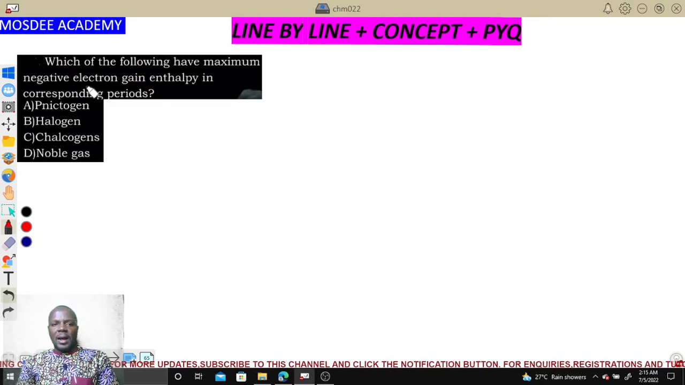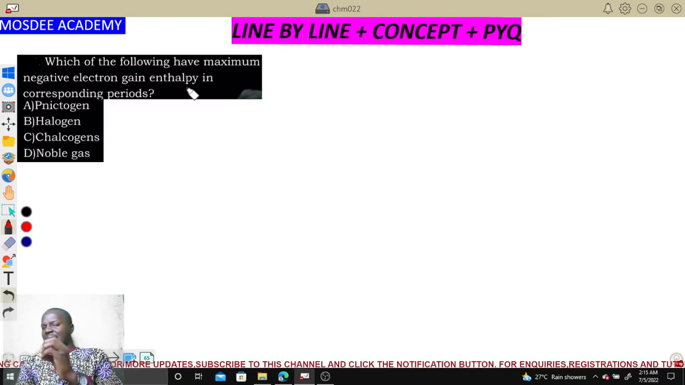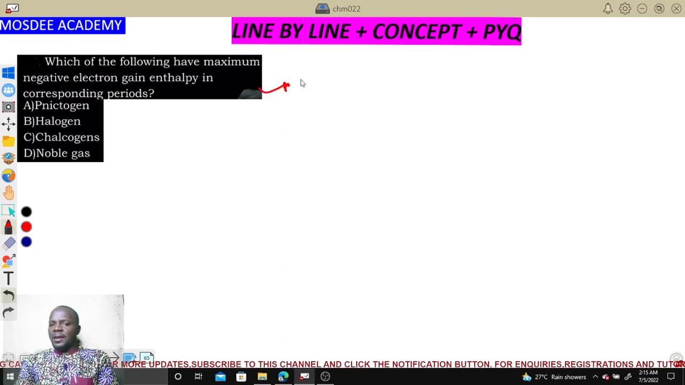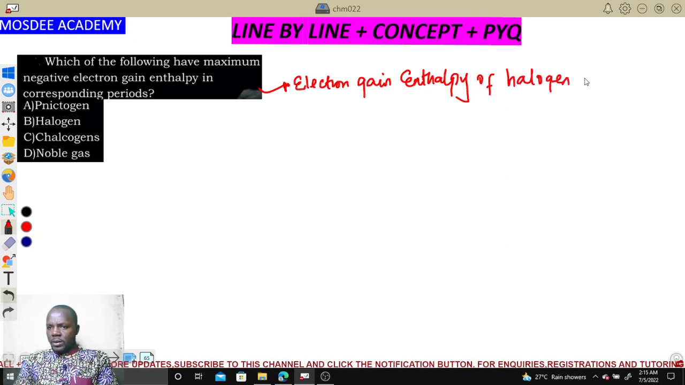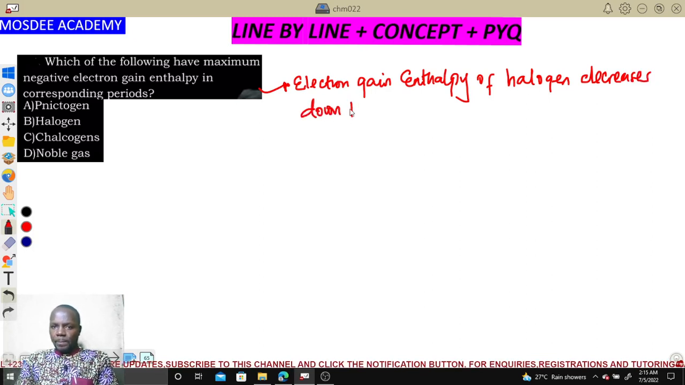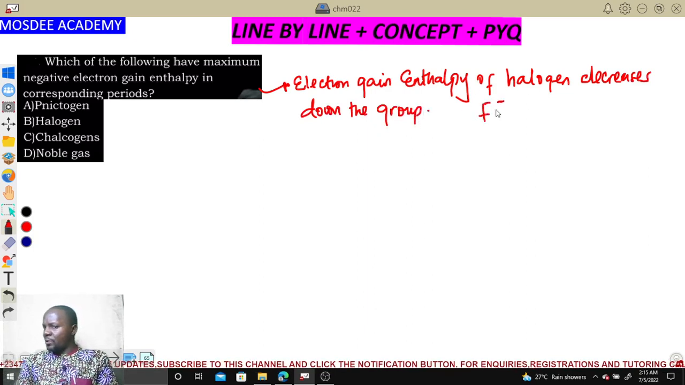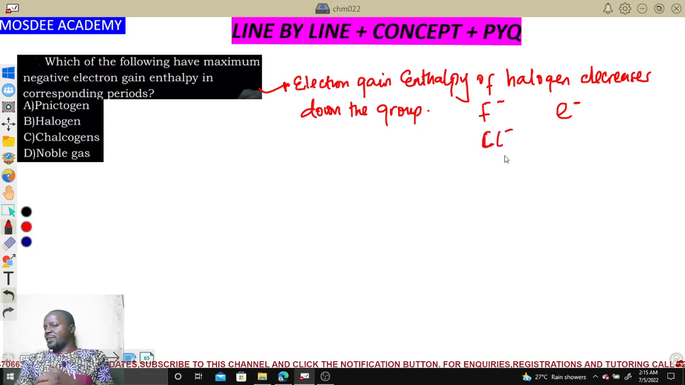Now, which of the following has the maximum negative electron gain enthalpy? Now, let's talk about electron gain enthalpy. Electron gain enthalpy of halogens decreases down the group. This is because we said fluorine is the most electronegative. So electron itself, you guys know electron is e minus. So if you say the next one after fluorine, which is Cl minus, Cl minus is a little bit more electropositive than F minus.